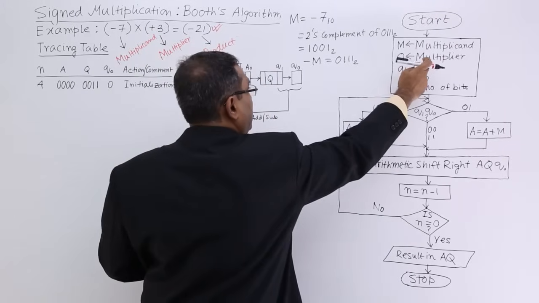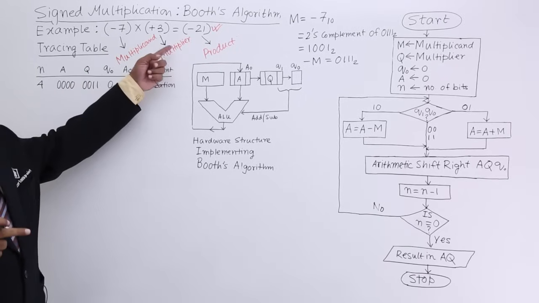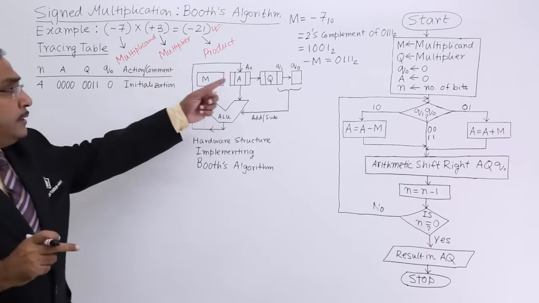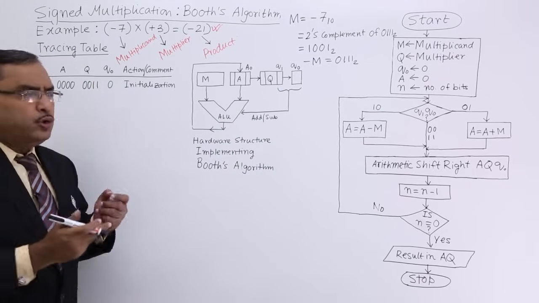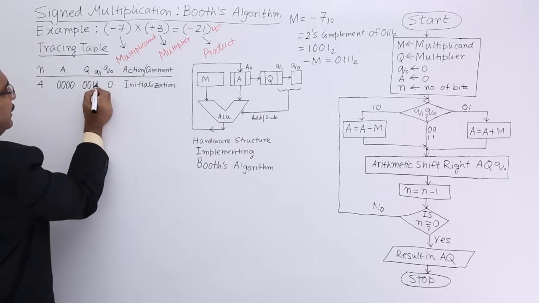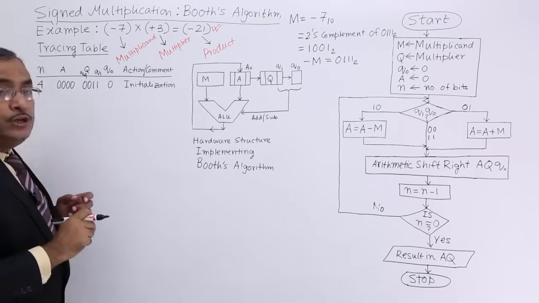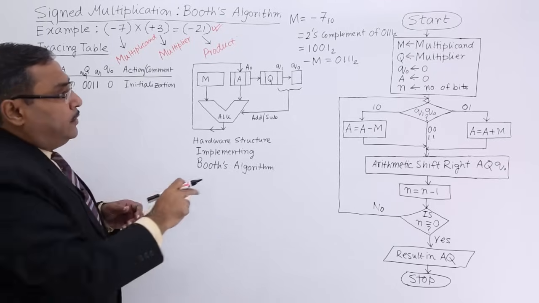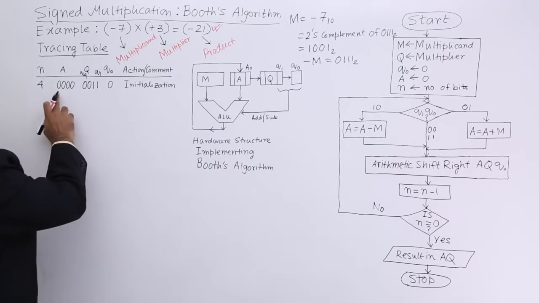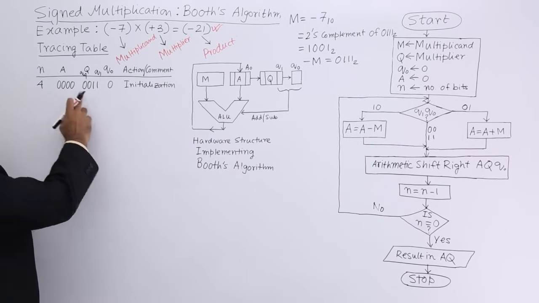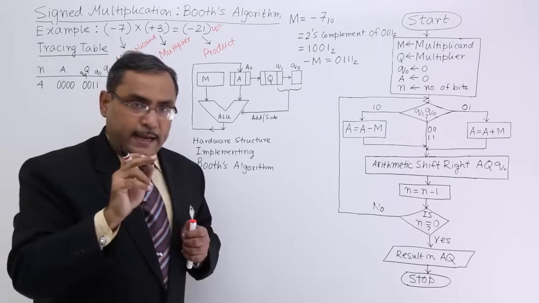Now, Q must be initialized with the multiplier. So, Q has been initialized with 3, the multiplier, as I did earlier. Q0 is equal to 0. Now, let me tell you what Q0 actually is. It is Q1, Q2, Q3, and that is my Q4, and that is my Q0. Now, we have the accumulator equal to 0, that is 0 0 0 0, and the number of bits should be kept in n. So, I have kept 4 in n.